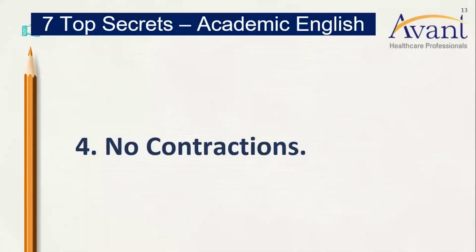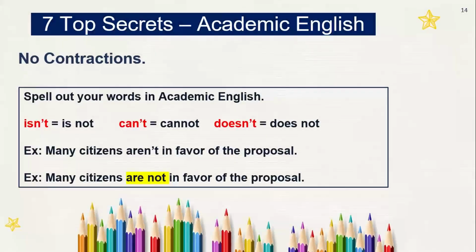Number 4, contractions. Spell out your words in academic English. So is not becomes is not, can't becomes cannot, and doesn't becomes does not. Example, many citizens aren't in favor of the proposal. In academic English, many citizens are not in favor of the proposal.